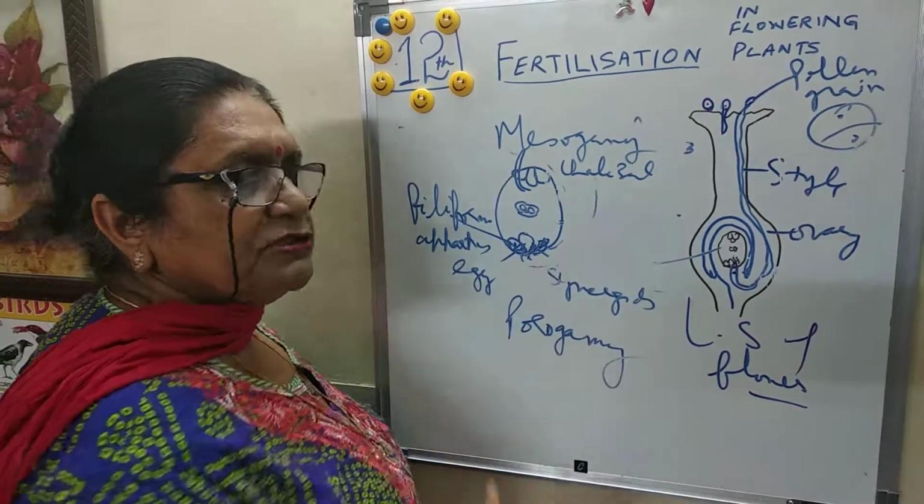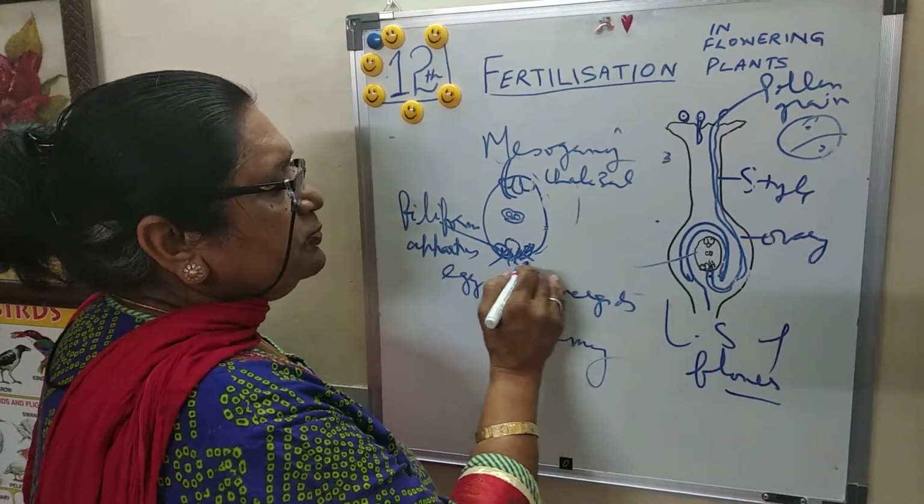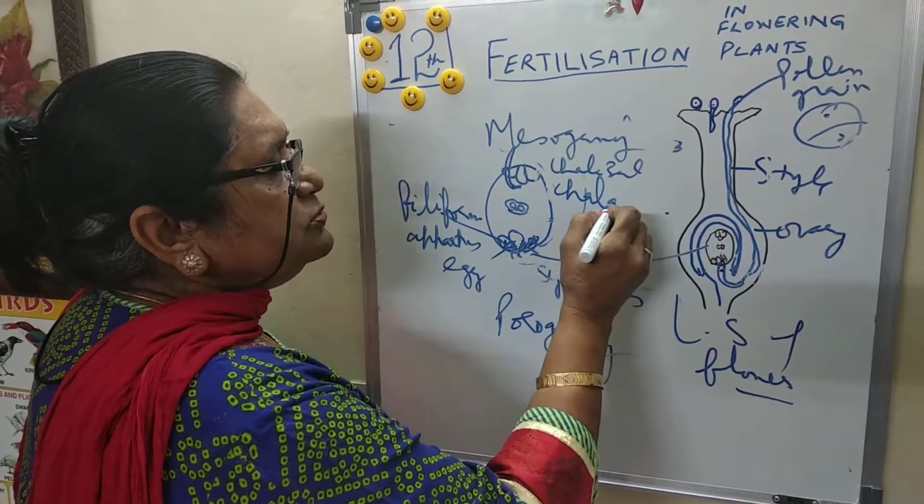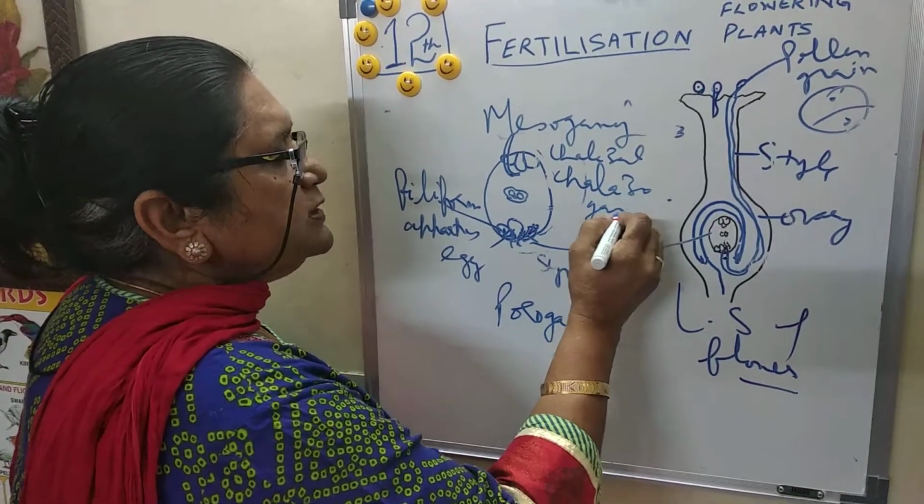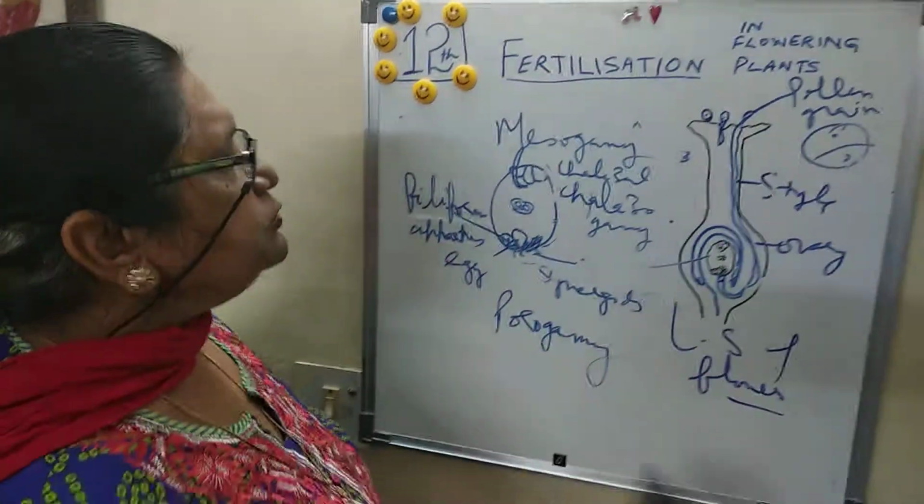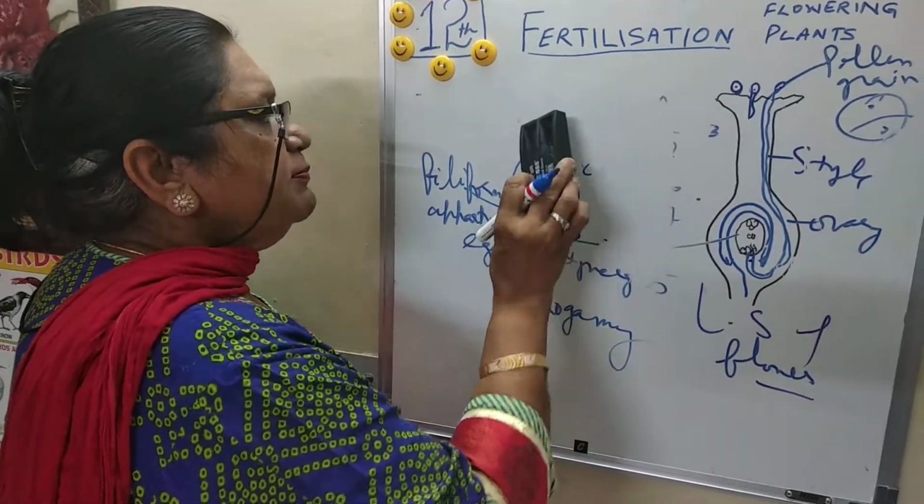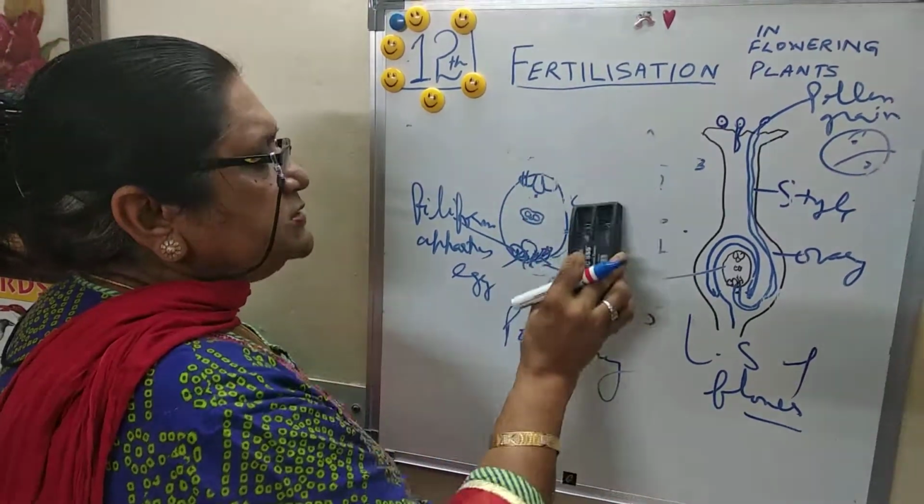This is the structure of just the embryo sac. This is the micropylar end. So when they enter here, this is called chalazogamy. So the entry of the pollen tube into the embryo sac is by means of porogamy, mesogamy and chalazogamy.